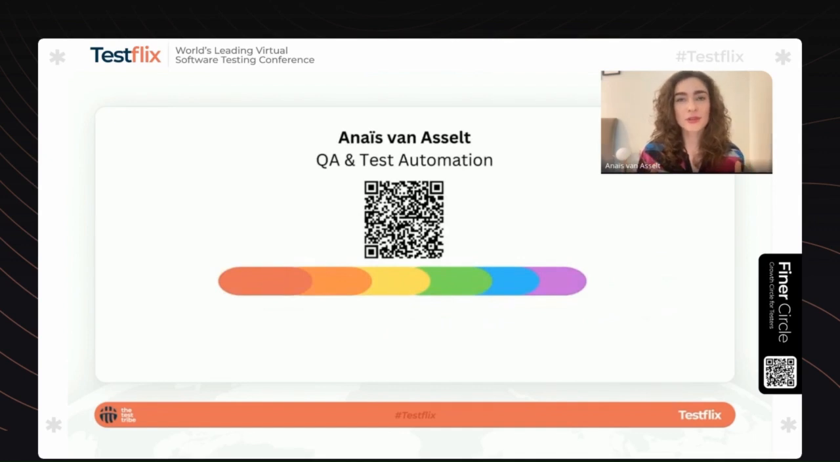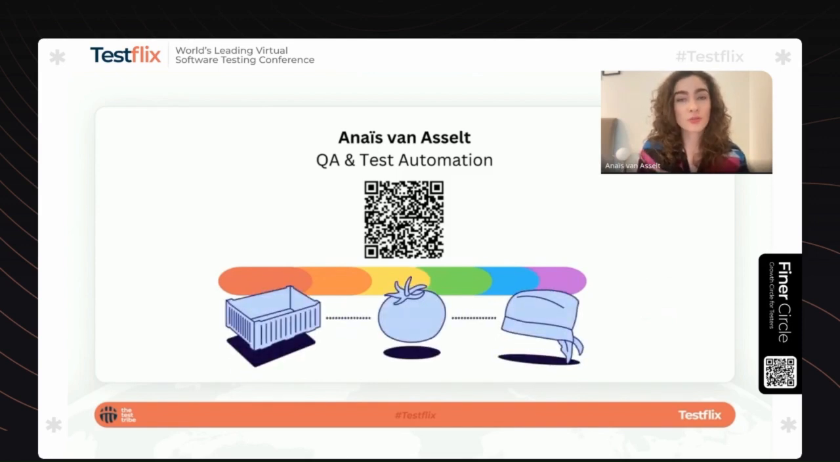My name is Anaïs Van Asselt. I am a QA engineer with a passion for full-stack test automation. I am from the Netherlands, but in 2022, I joined Choco in Berlin in their mission to reduce food waste by automating the supply chain process.